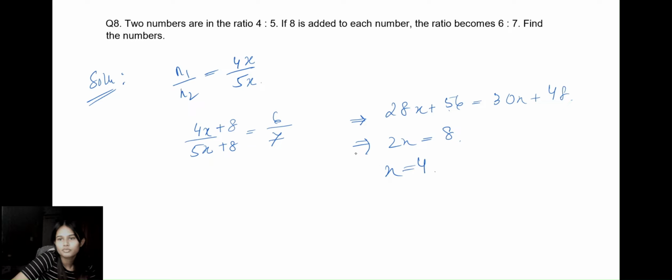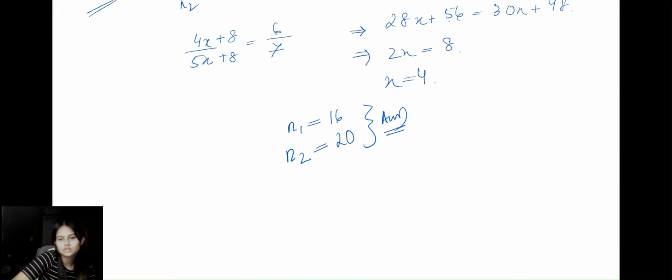x equals 4. Therefore, numbers are, number 1 is 4x. 4x means 4 4s is 16. And number 2 is 5x. 5 4s are 20. So, these are the numbers for us.